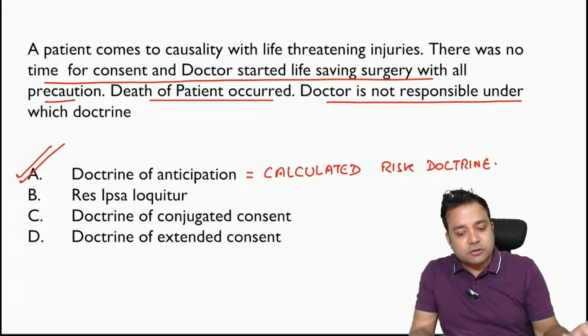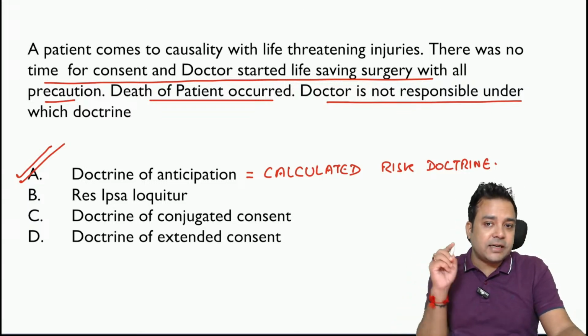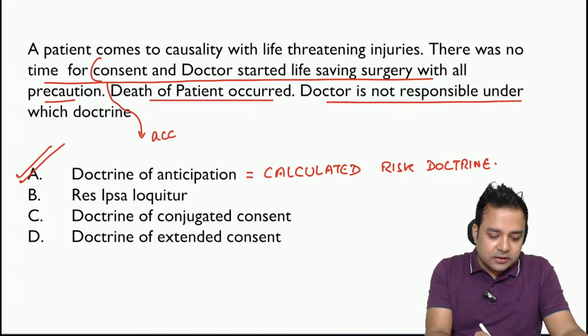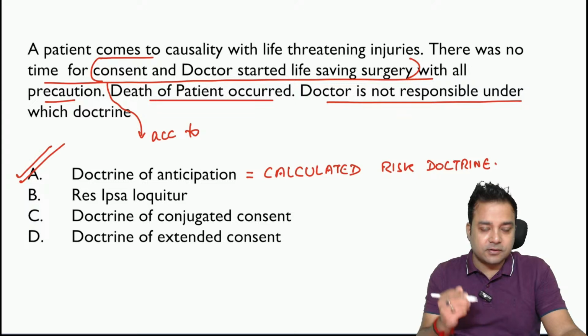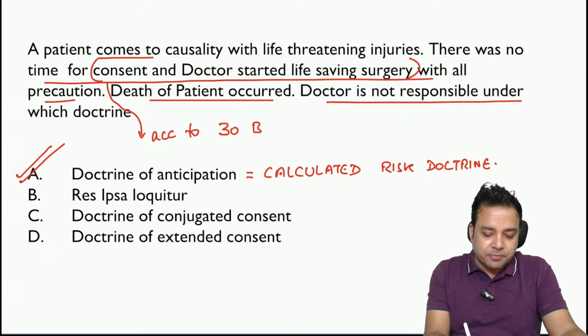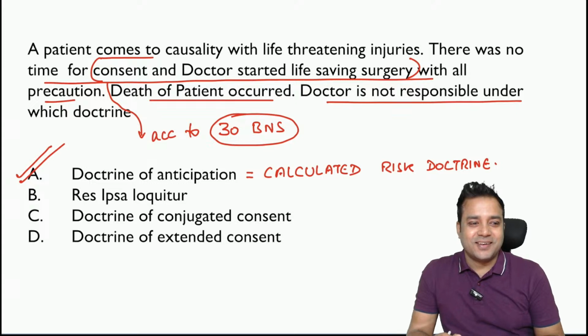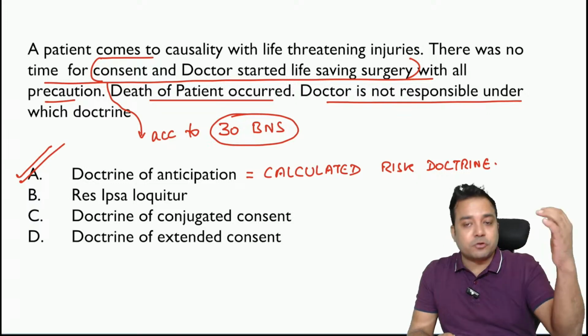The doctor took the risk to save the life. So can the doctor start a life-saving surgery without consent? Yes. According to which section of law? A doctor can go ahead without consent for life-saving surgery. According to which section? Anyone? Section 30 of Bharatiya Nyaya Samhita. This was asked in our NEET PG 2024. Very lengthy question. The crux of the question was, yes, for life-saving surgery, even if we do a procedure without consent, we are safe.